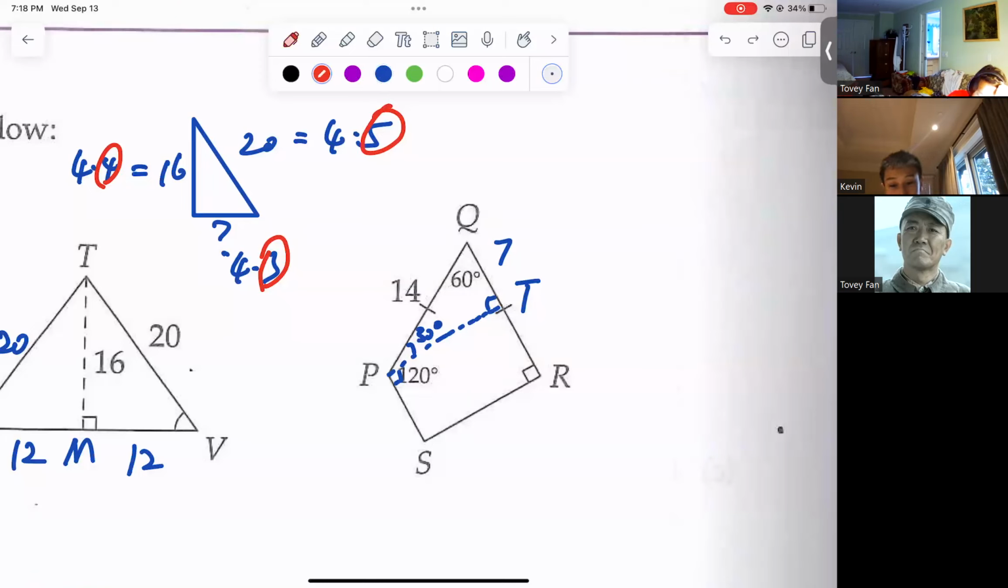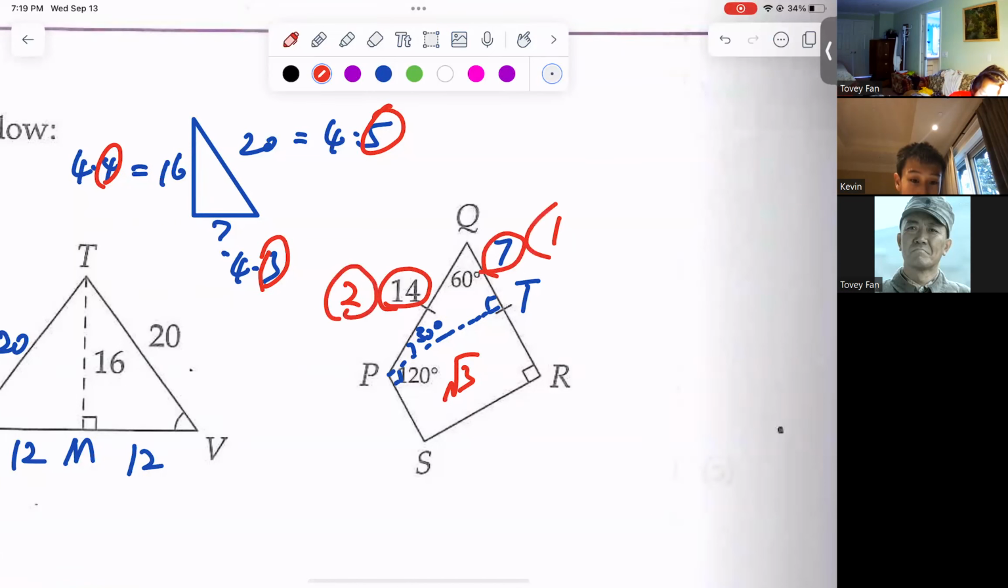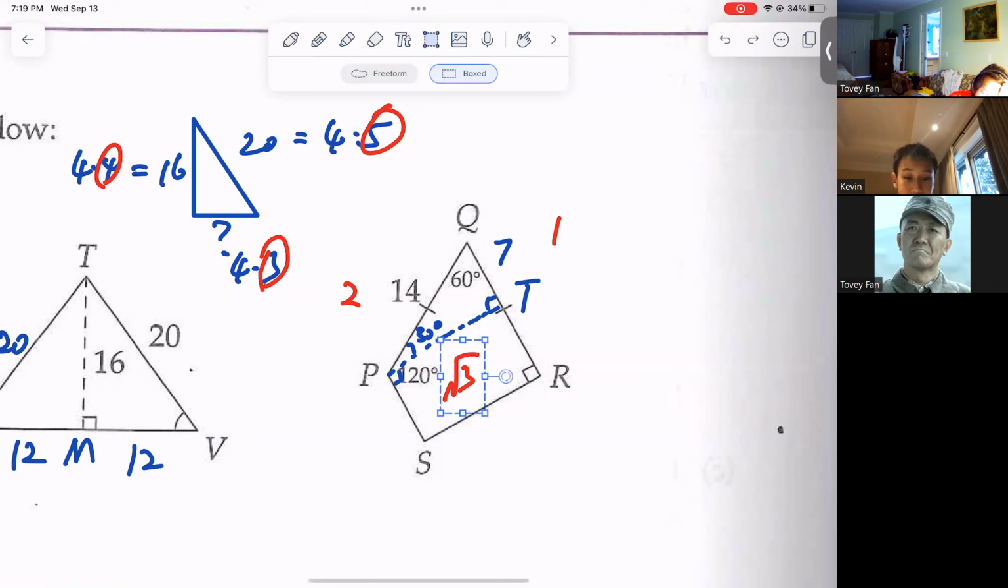No wait. The ratio, Kevin, is 1 to root 3 to 2. The actual length is 7 root 3, right? It's 7 times the ratio. The so-called ratio is simply that the hypotenuse is twice this side. That's why it's 1 to 2. The longer leg is root 3 times the shorter leg. In other words, the leg opposite the 60-degree angle is root 3 times the side opposite the 30-degree angle. That's what 1 to root 3 means.